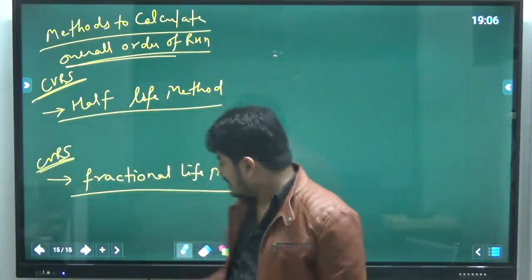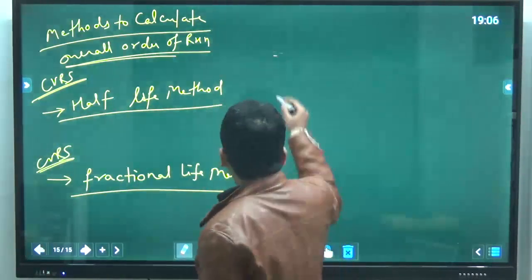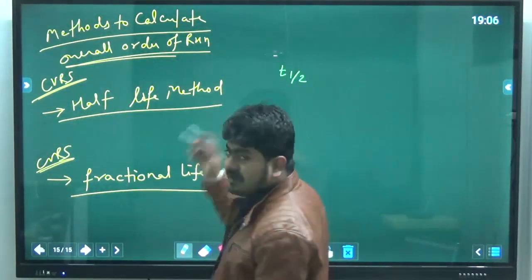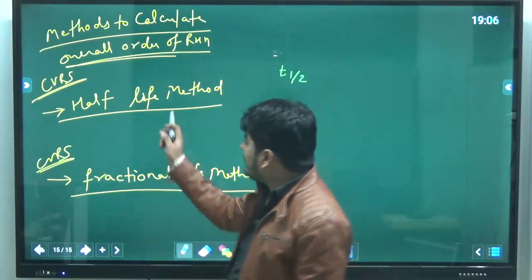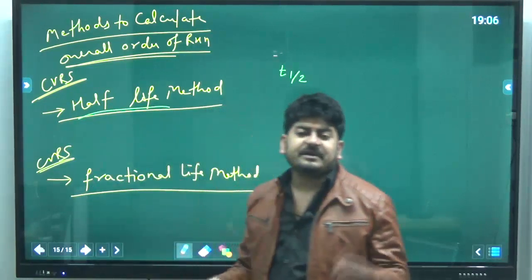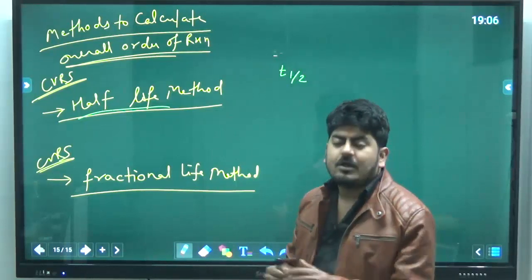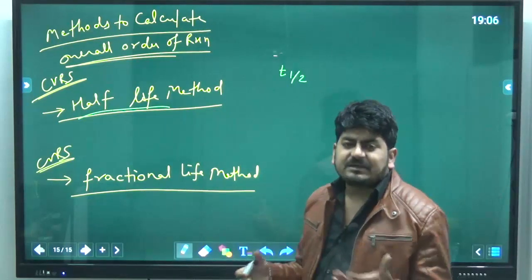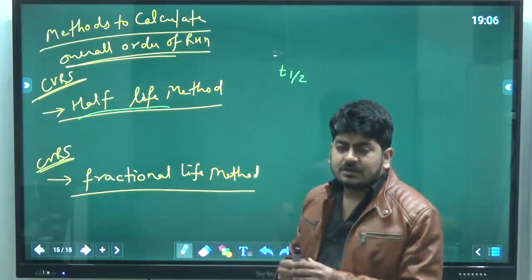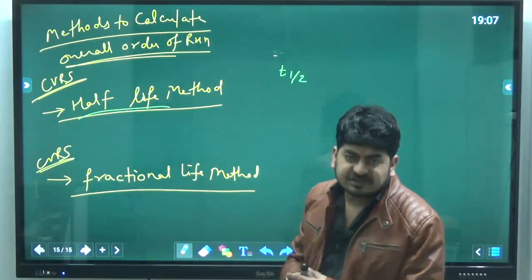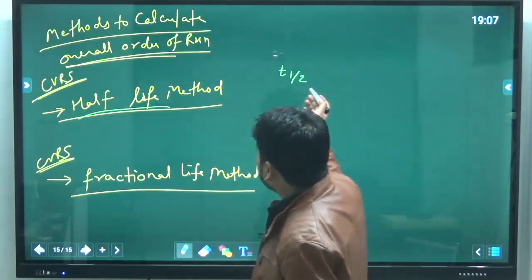Okay, so the half-life method suggests that T half is the half-life of the reaction. What is the meaning of half-life? Half-life of the reaction may be defined as the time required to achieve 50% conversion. Simple. Or otherwise you can say the time required by the reaction to reduce the initial concentration to half of its initial value. And it can be denoted by T half.